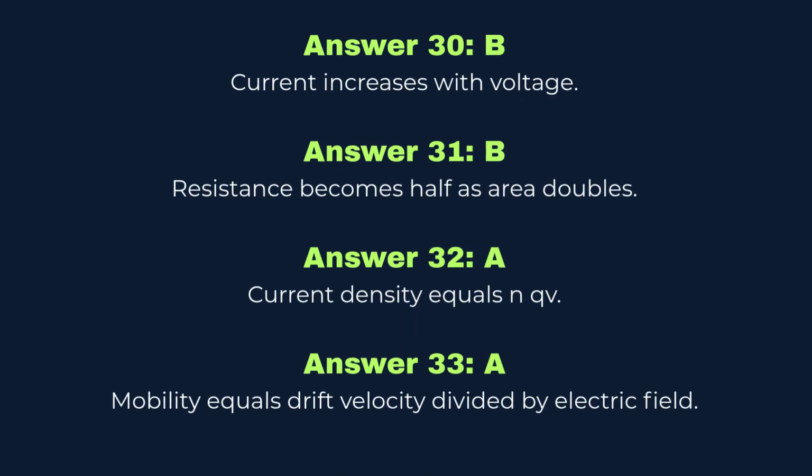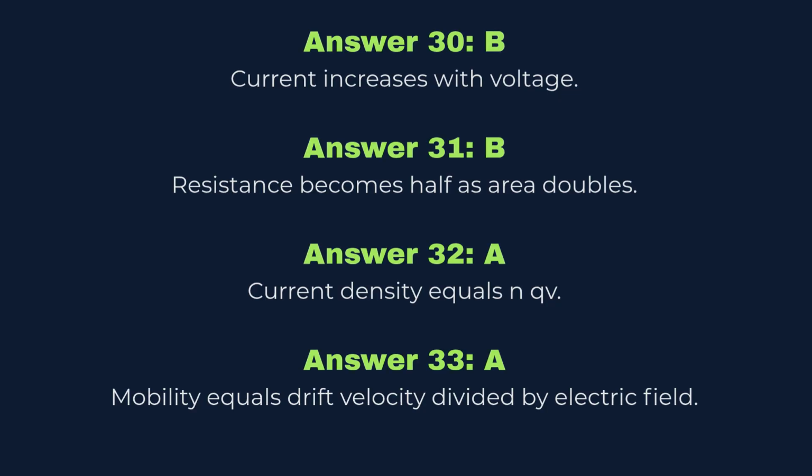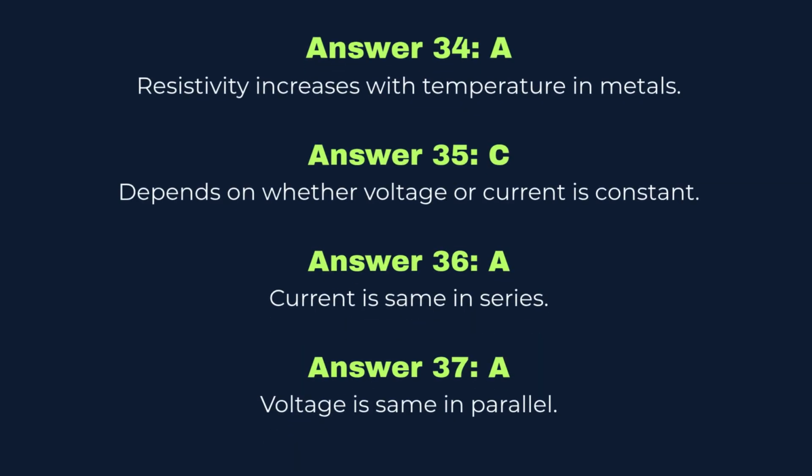Answer 30. B. Current increases with voltage. Answer 31. B. Resistance becomes half as area doubles. Answer 32. A. Current density equals nqv. Answer 33. A. Mobility equals drift velocity divided by electric field. Answer 34. A. Resistivity increases with temperature in metals.